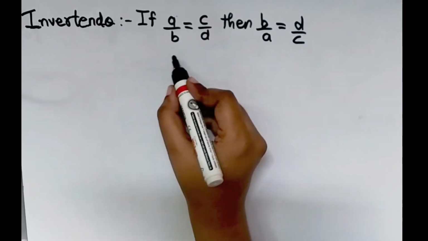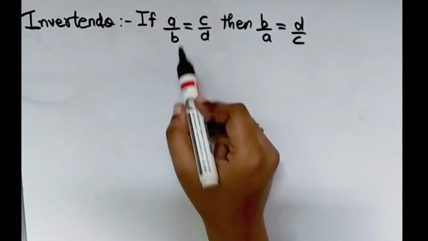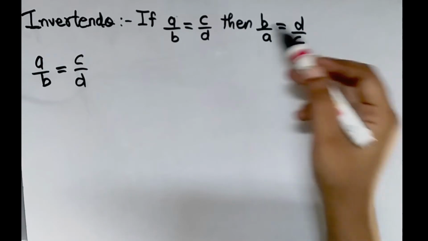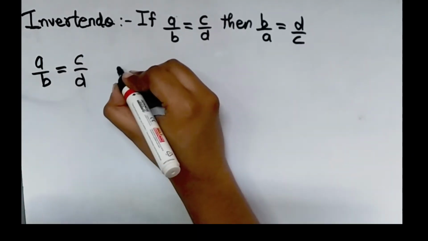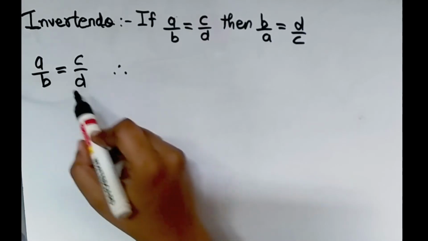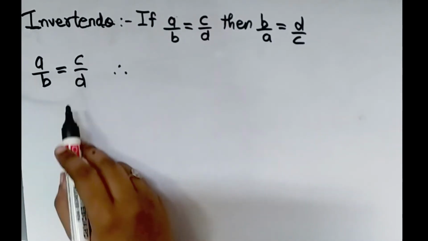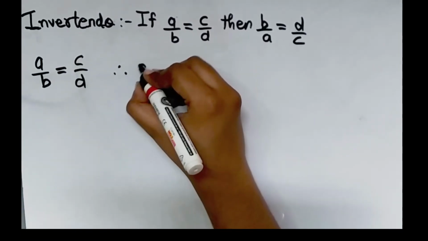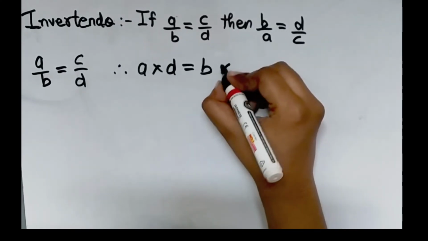First, what is given? A upon B is equal to C upon D is given. From the given, we have to get this answer. Now, A upon B is equal to C upon D is given. Therefore, we will cross multiply. Here two ratios are equal, so we can cross multiply. That is AD equal to BC. So A into D is equal to B into C.